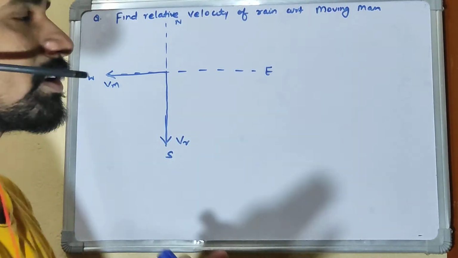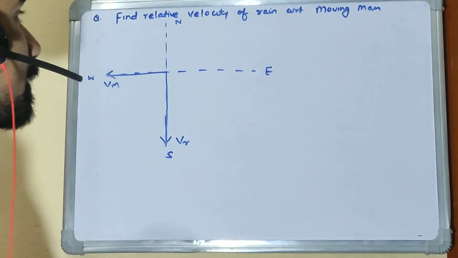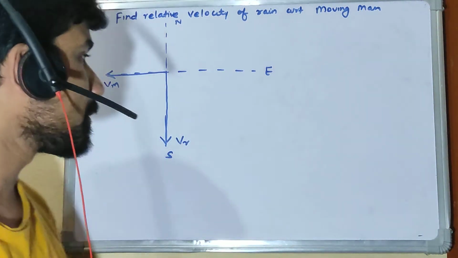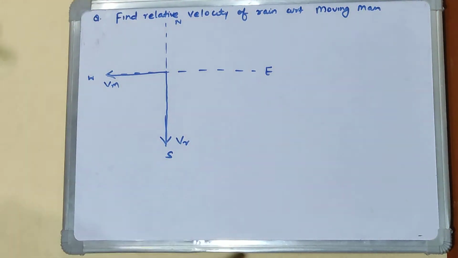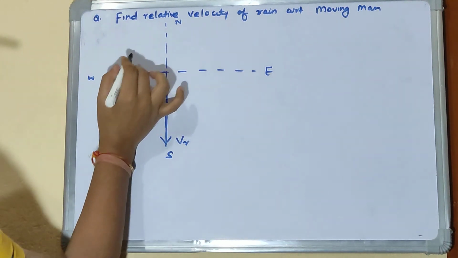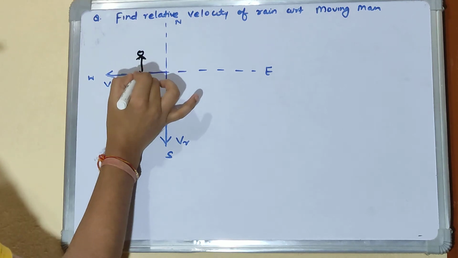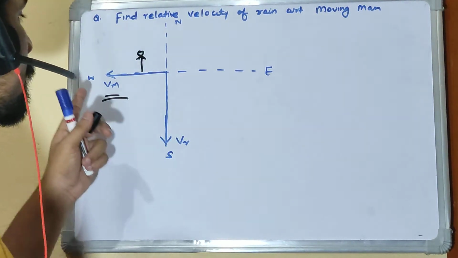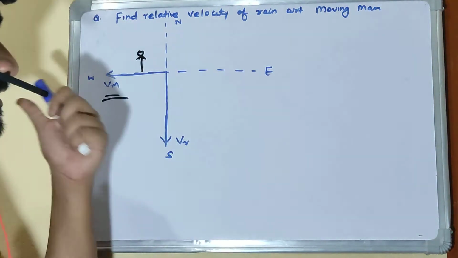So let's solve another 2D problem in this topic. What is the relative velocity of rain with respect to a moving man? There is a man, and directions are indicated east, west, north, and south. There is a person who is moving towards west with a velocity of Vm. The velocity of the person is Vm, moving towards the west direction.